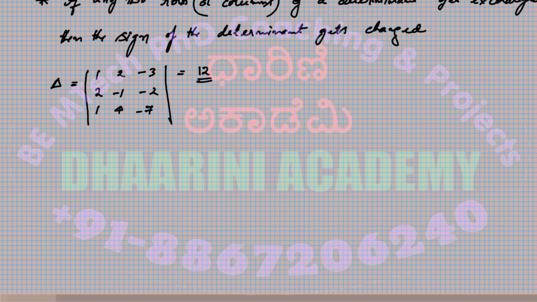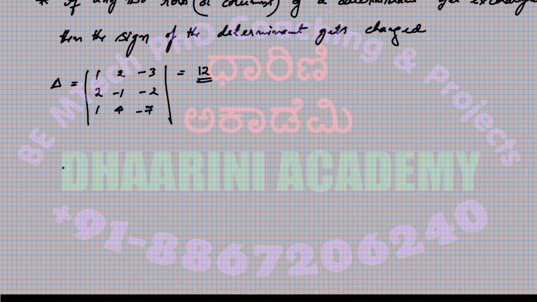Right, so this is already known. Now we need to verify the property, right? So I want to calculate some delta 1, which is equal to, I'll exchange the first row and the second row. So 2, minus 1, minus 2; 1, 2, minus 3; 1, 4, minus 7. So this is one which we want to calculate now.